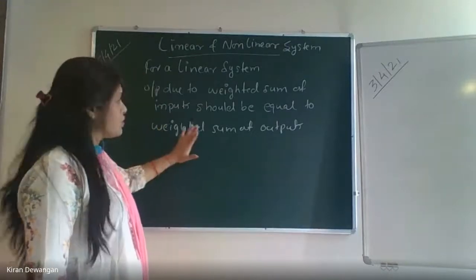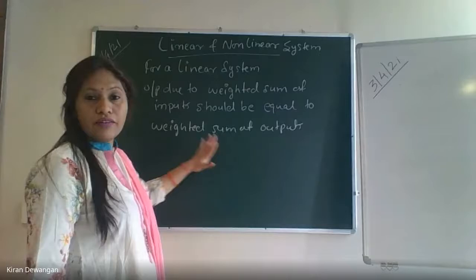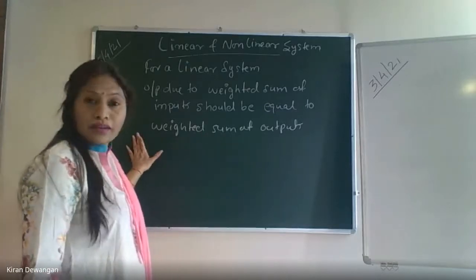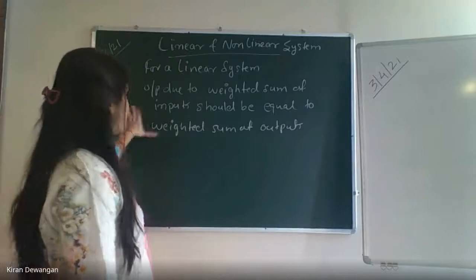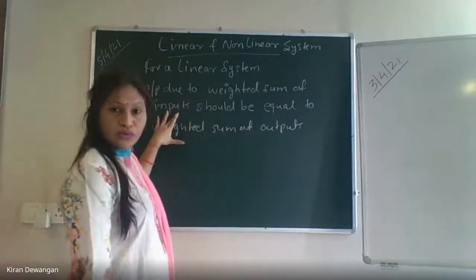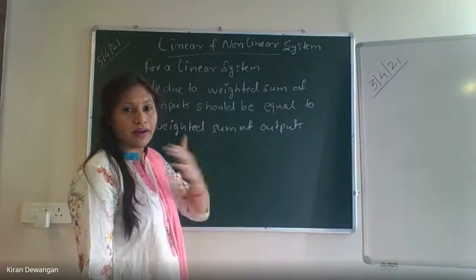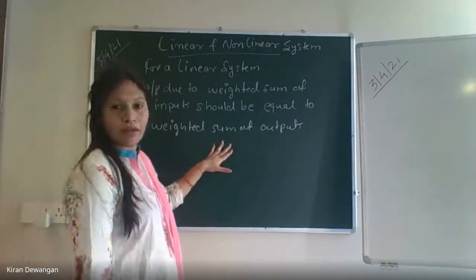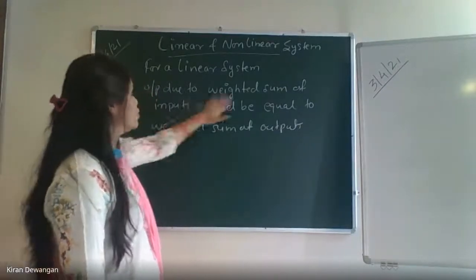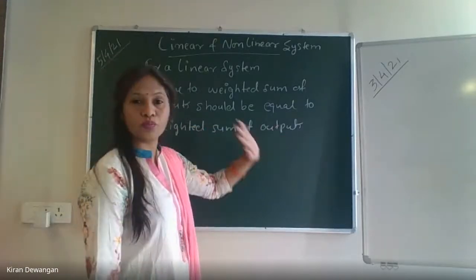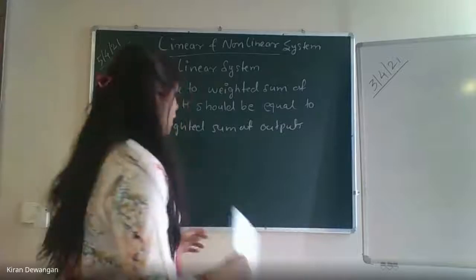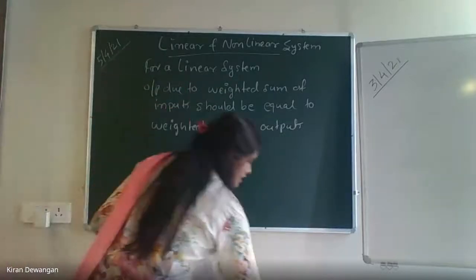We should just remember this condition and follow it accordingly, and only then can we declare that the system is a linear system. So how do we check that the output we get from the weighted sum of inputs is the same as the weighted sum of outputs? That is, the output due to the weighted sum of inputs should be equal to the weighted sum of outputs. These are two different cases. Now let me give you an example.